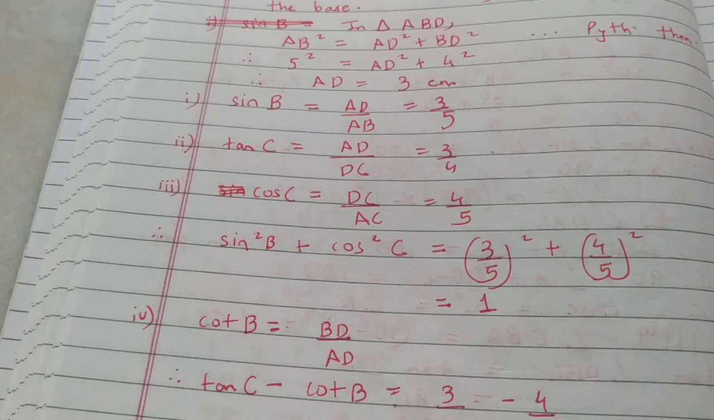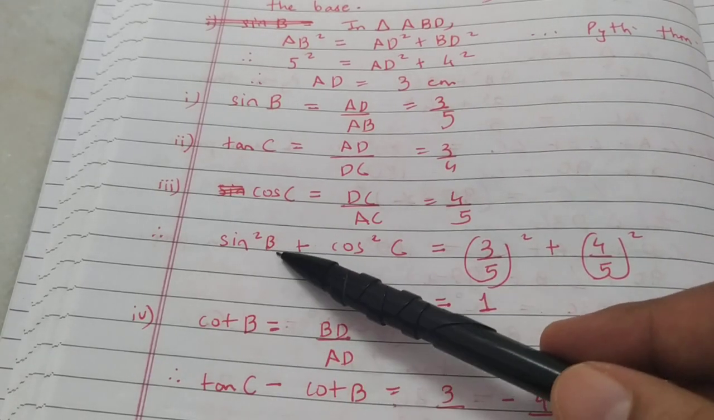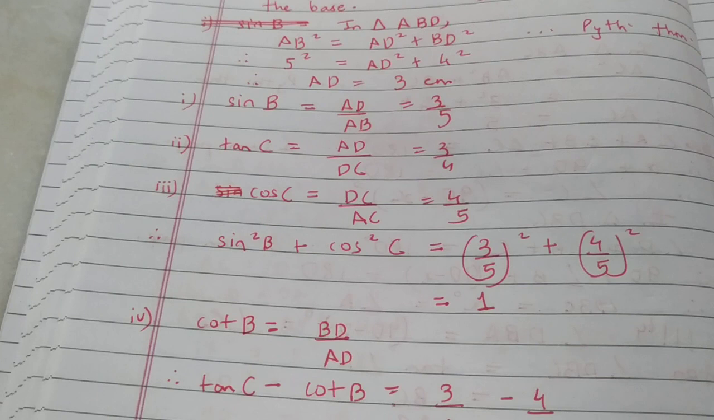Yes, you can use the identity, but then you'll have to first prove or state that angle B and C are equal. So even that method is fine. You can use identities in this exercise, even though it actually belongs to a future chapter.